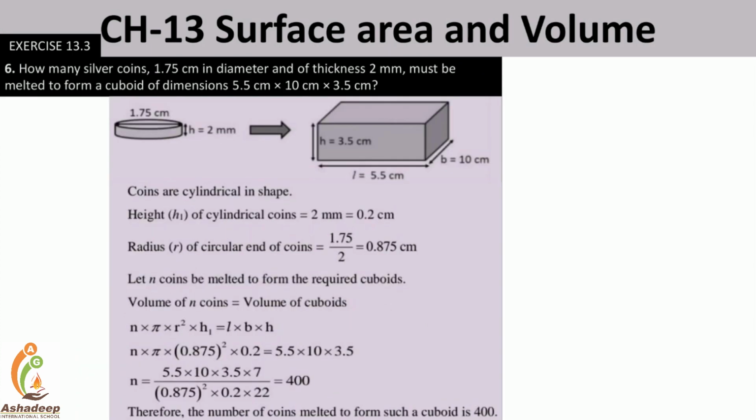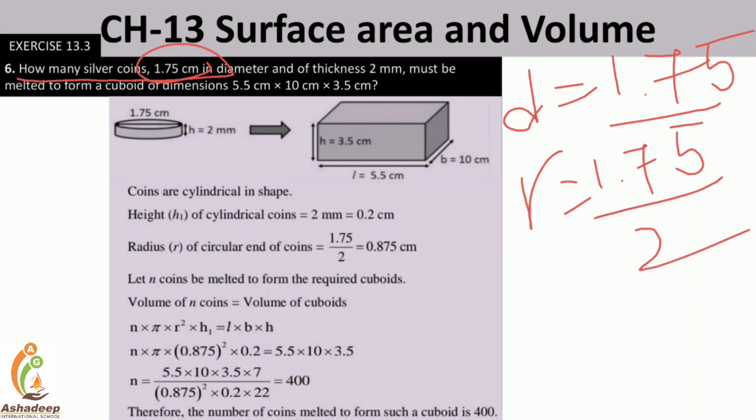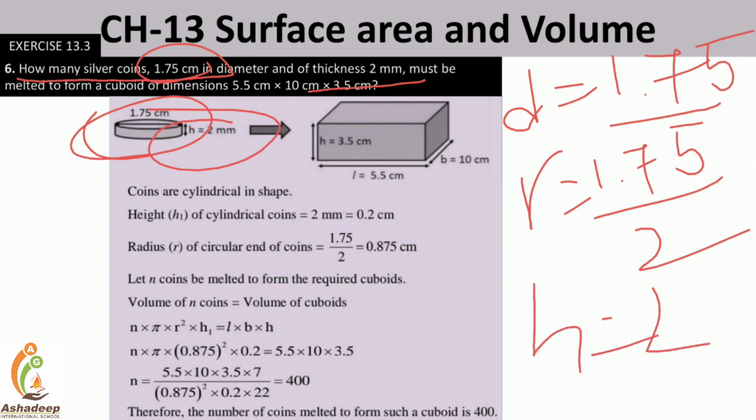And that is, how many silver coins of... see, this sum you need to read properly. How many silver coins of 1.75 diameter is given, 1.75, so the radius is nothing but 1.75 divided by 2. Thickness: see, this is the coin, you can see the coin is in the shape of a cylinder, so this is going to be the height. So what is the height? The height is nothing but 2 millimeter.